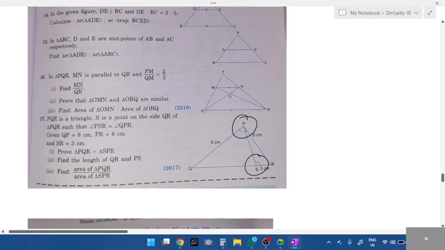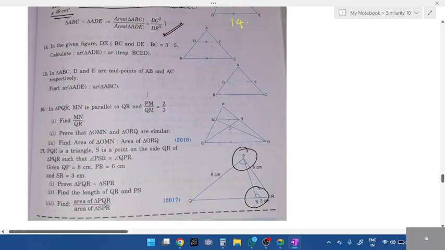Okay, so parallel line along with the area concept, 13th one. 14th is similar. 14, 15 you can skip. Let us do the 18th one. Sorry, 16 and 17. We'll complete it.